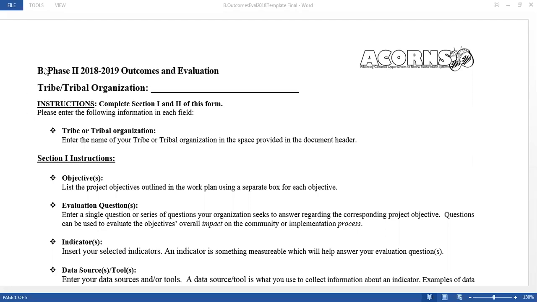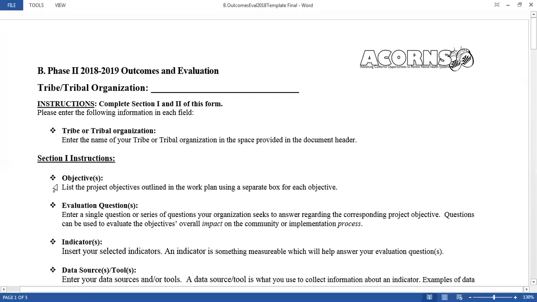So this is Attachment B, 2019 Outcomes and Evaluation. You'll begin by entering your tribal organization here at the top. There are two sections to this attachment. Please complete section 1 and 2 of this form. This is the instructions page, which has instructions as to what you should put into each one of these. I will make sure you're reading those and feel familiar with those, and then I'll go through the template to make sure that there's an additional explanation on what we're looking for.